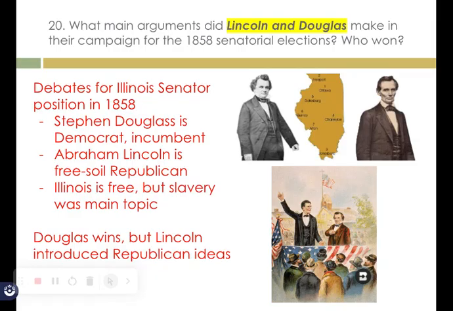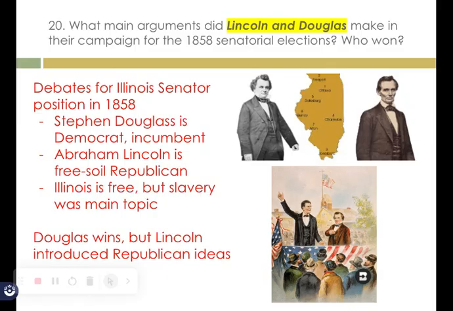And this might seem misplaced because the Lincoln-Douglas debates are a series of debates all around the state of Illinois for a Senate seat in 1858, okay? So essentially, every few years, we have elections for senator. In the state of Illinois in 1858, the two candidates running against each other were Stephen Douglas as a Democrat and Abraham Lincoln as a Free Soil Republican.